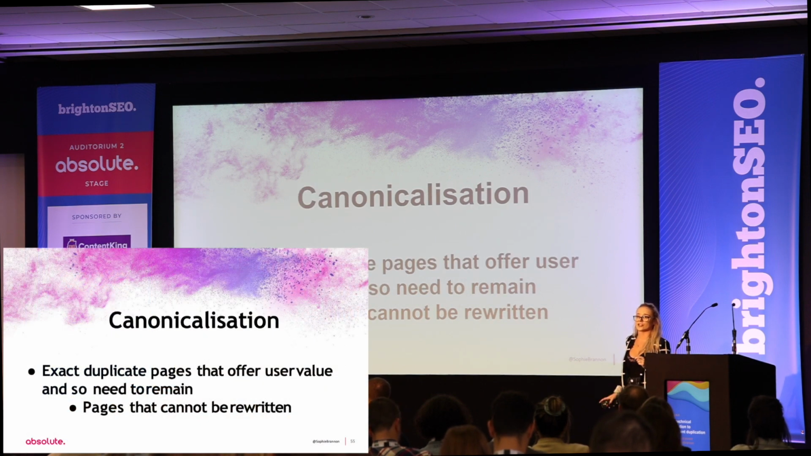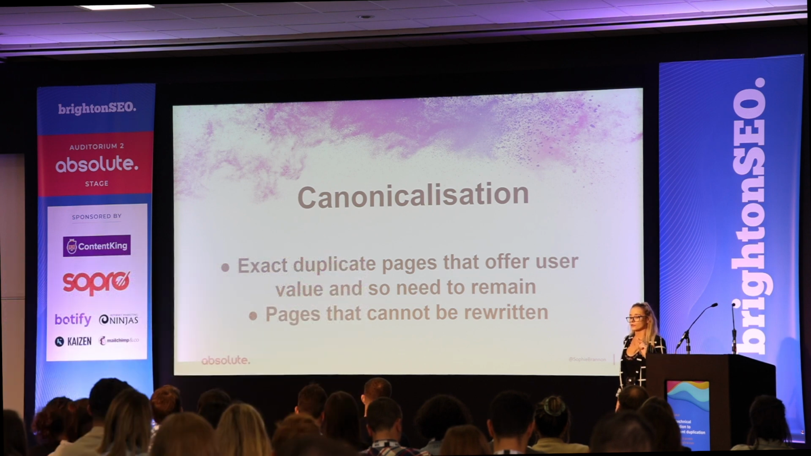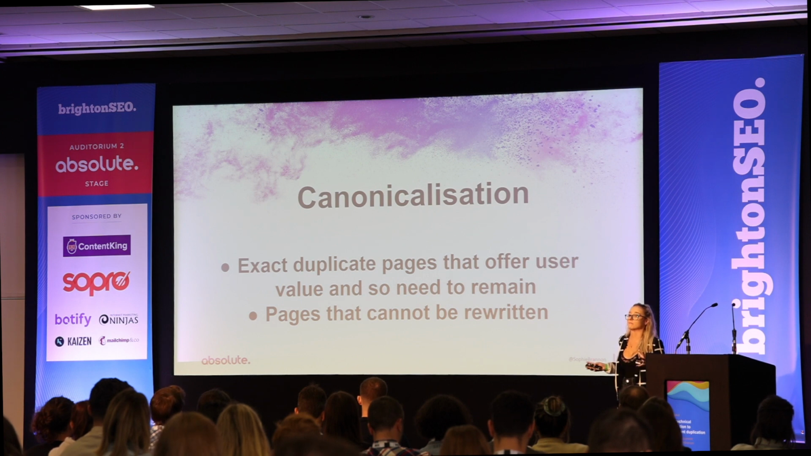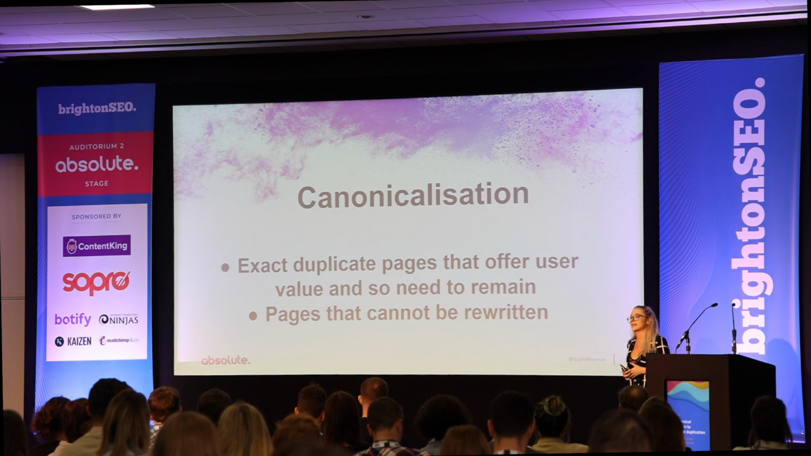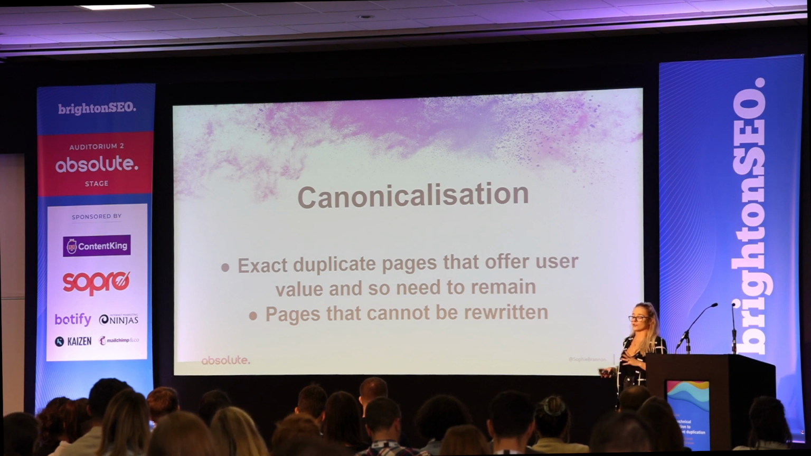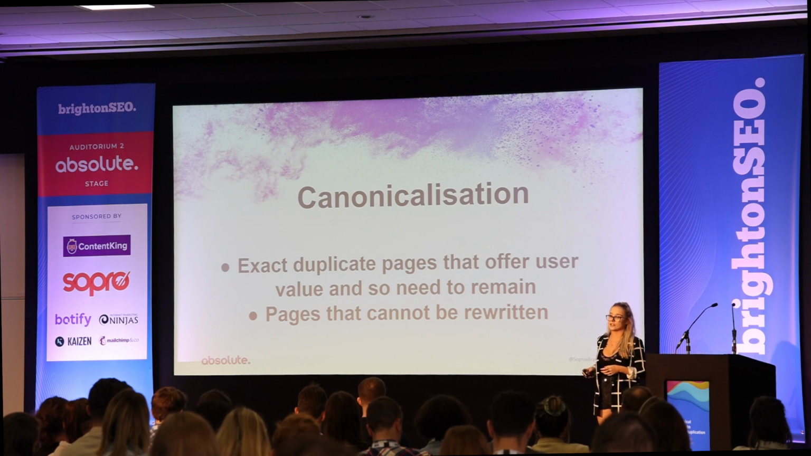Canonicalization, so often an SEO favourite looking at the polls. You may want to use canonicalization when you've got exact duplicate pages that offer user value, so they do need to stay there. And pages that cannot be rewritten, so again, maybe from a resource perspective. But it's important to remember with canonicalization, and this is something that a lot of people tend to forget, it's not a directive. It's not a rule that Google has to follow. They can completely ignore that canonical tag. So making sure that you're using it in the right places, and bearing that in mind, if you perhaps can't do a redirect, for example, that's maybe when you need to use canonical.